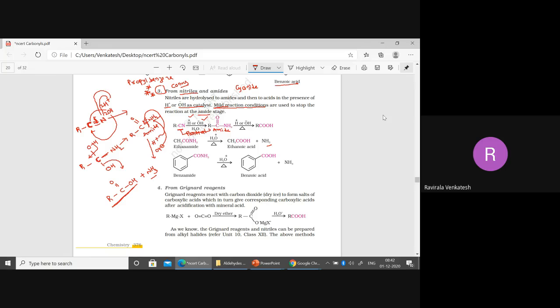This carbon has two OH groups. Now shift this bond to here and remove the OH completely. Now what do we get here? We get R-C double bond NH2.